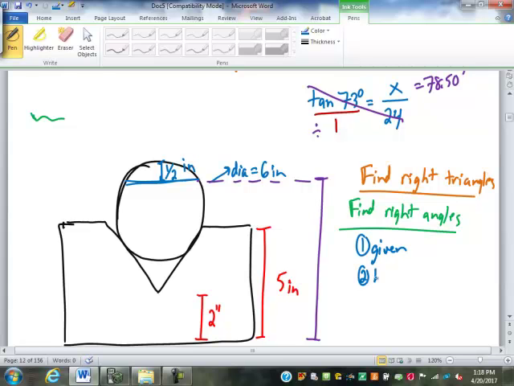Two, horizontal and vertical always form right angles with each other. The third one, the one that we're going to experience in this problem, is a tangent on a circle and a radius.